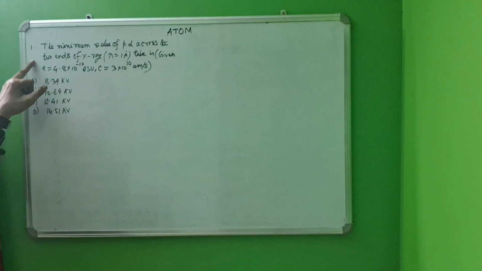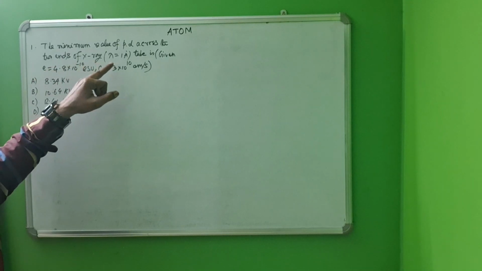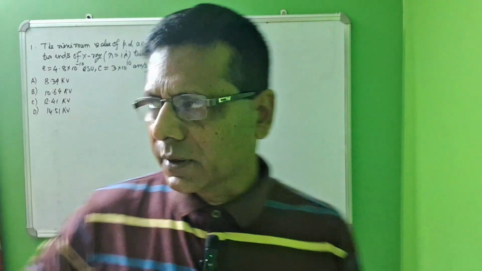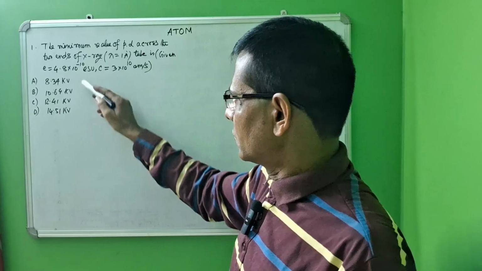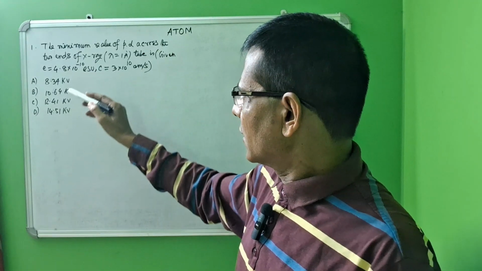The minimum value of potential difference across the two ends of an X-ray tube, lambda equals 1 angstrom unit is given. The tube is at 8.34 kV. These are the four answers.